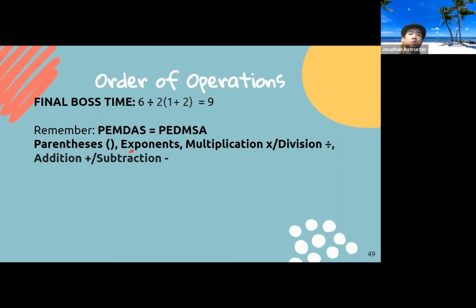So 10 to the 2 is equal to 100. So I just solve that out. And then after exponents, I do multiplication and division, the times symbols and the divided symbols. And then after all that, I do addition or subtraction. So PEMDAS is equal to PEDMSA. They're basically the same thing. So MD and DM can be exchanged, and AS and SA can be exchanged.